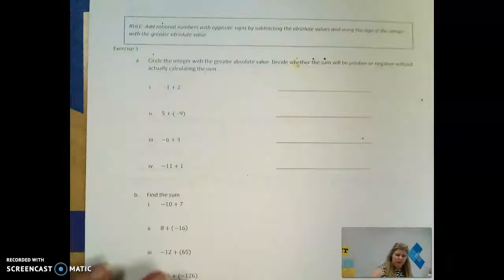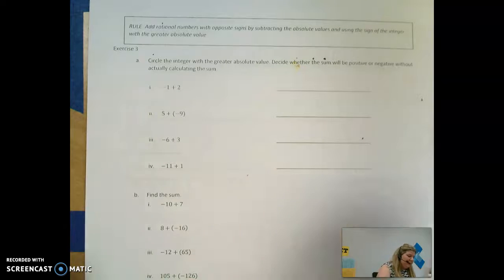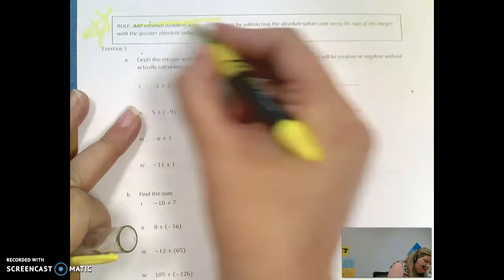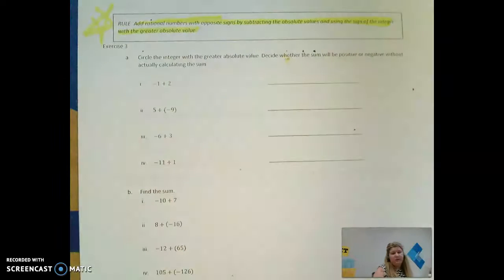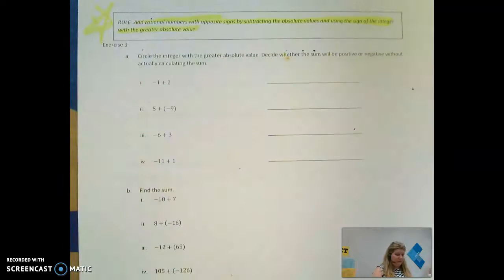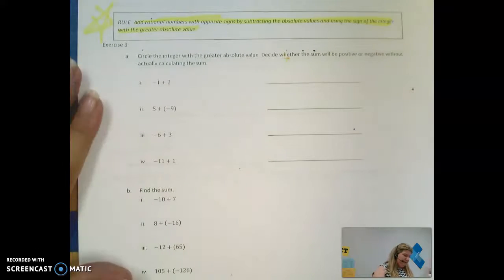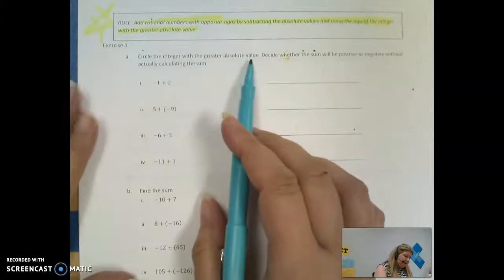So, write a rule, and what we're going to do is just flip on to the next page because they've written a rule for us, and here it is. When you're adding rational numbers with opposite signs, you subtract the absolute value and use the sign of the integer with the greater absolute value. You should maybe write that down a couple times. Become very familiar.